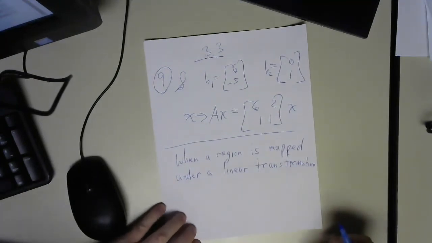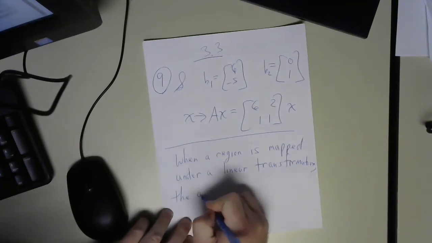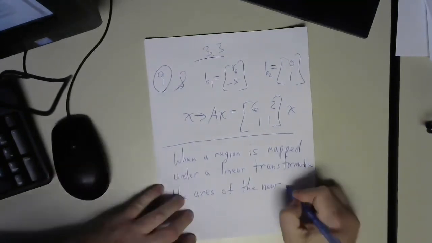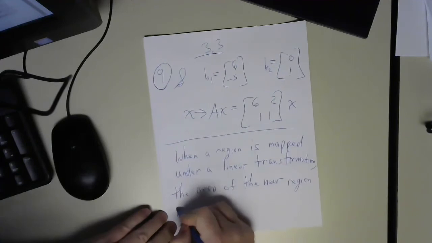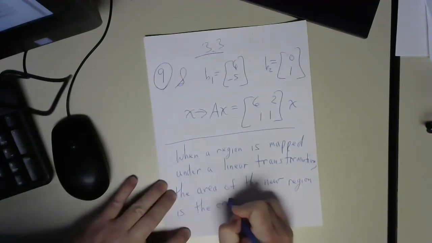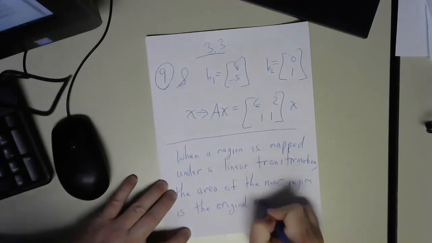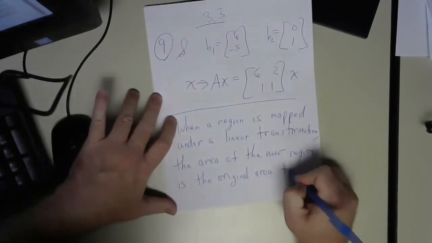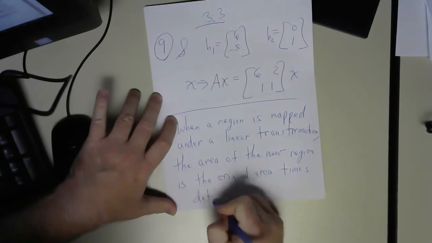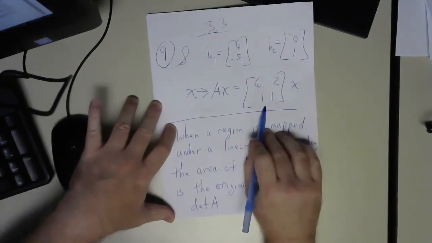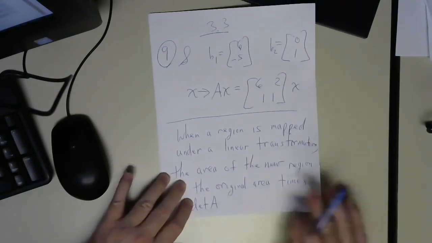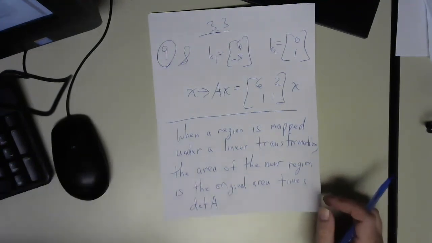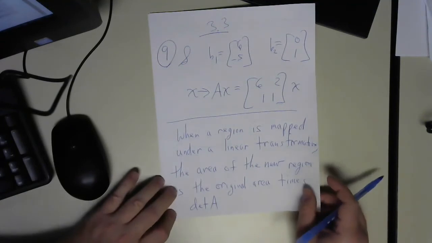When a region is mapped under a linear transformation, the area of the new region, and I'm really talking about a polygon here, is the original area times the determinant of A, believe it or not. And I'm talking about this A. So just take the determinant of that matrix and multiply it by the area of the original polygon to get the area of the image. Whatever it looks like, who knows? But that's what we're going to do.